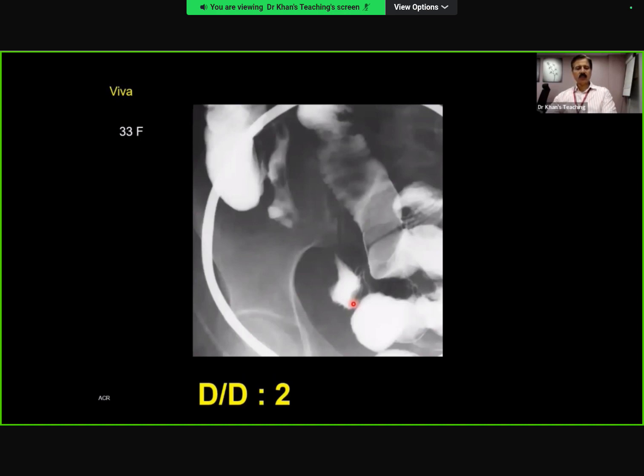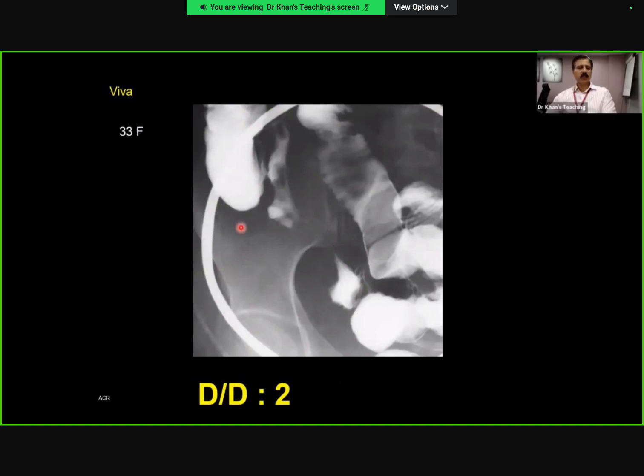Okay, this is a case of Crohn's disease. First of all, this is the terminal ileum. But what is this where I am pointing out? This thing. Is this like a spot magnification kind of thing?